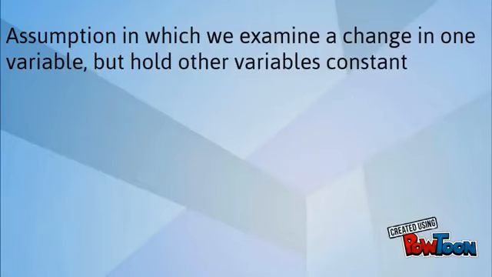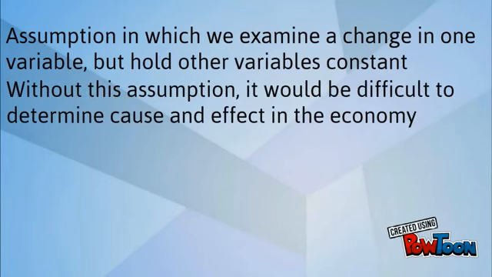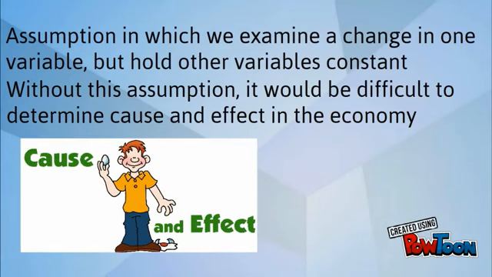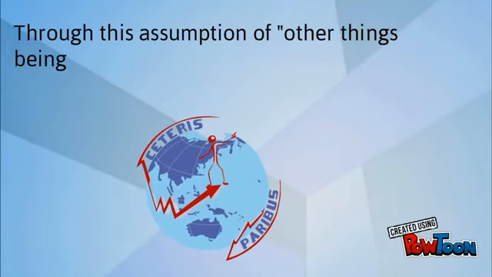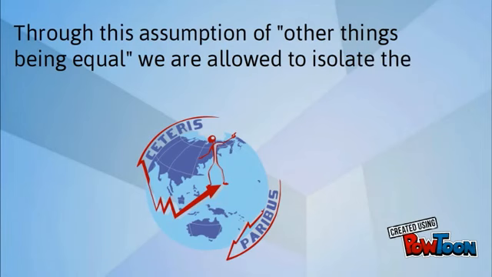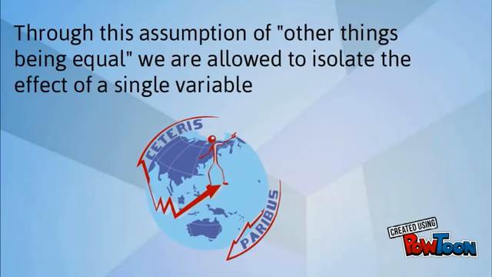Through this assumption that Alfred Marshall implemented, we can examine a change in one variable, but we can hold other variables constant. This means that without this assumption, it would be difficult to determine cause and effect in the economy. Ceteris paribus, that means other things being equal, allows us to isolate the effect of a single variable.